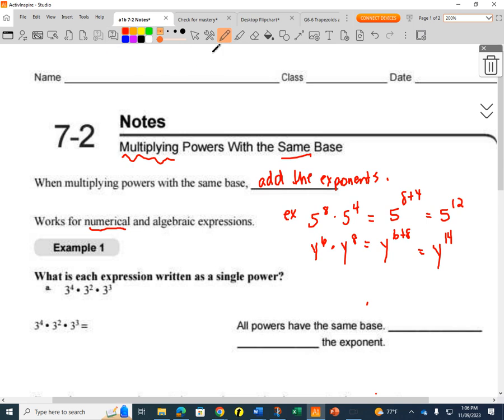So one more example here. 3 to the 4th power times 3 to the 2nd power times 3 to the 3rd power. There can be more than 2 factors. This one has 3 factors.